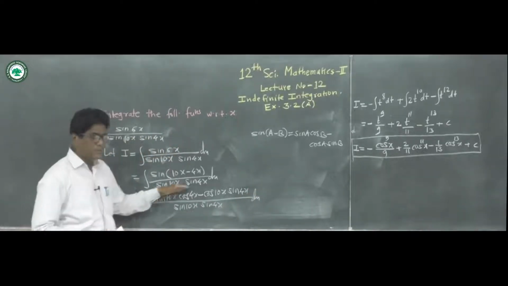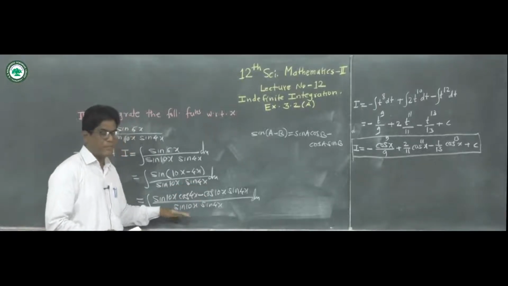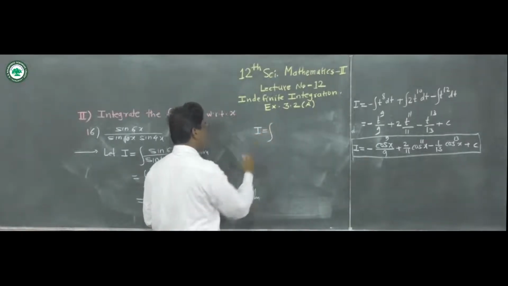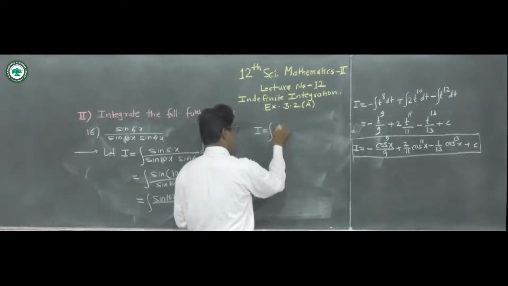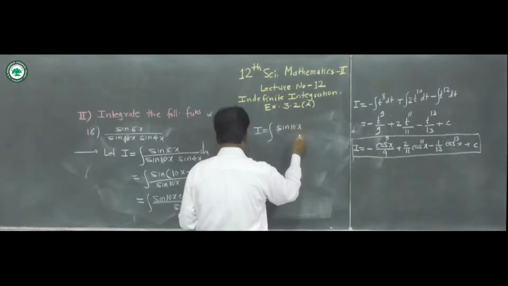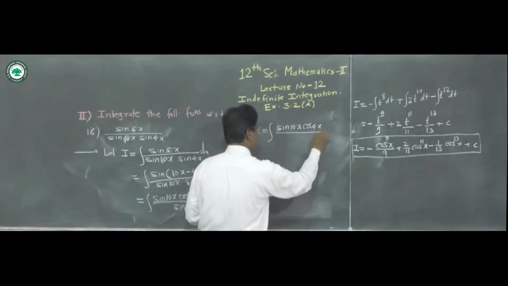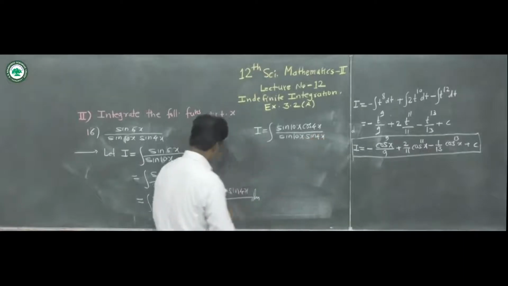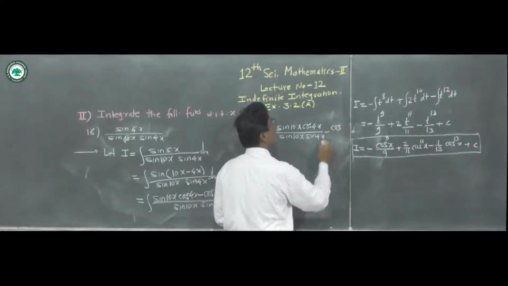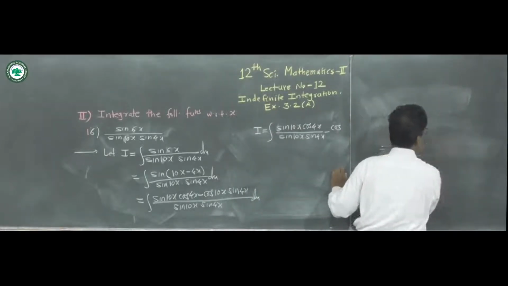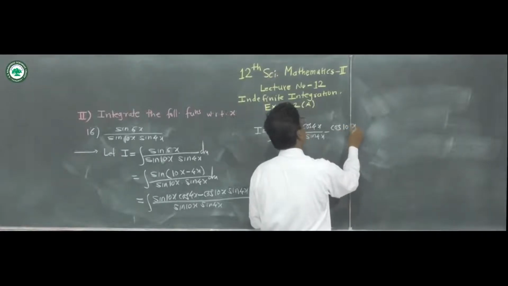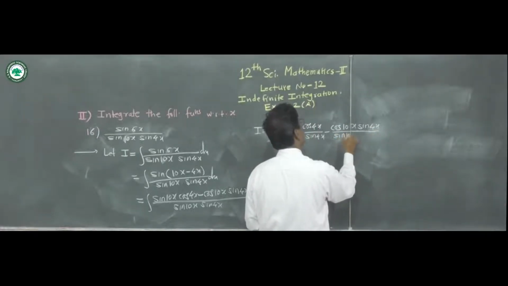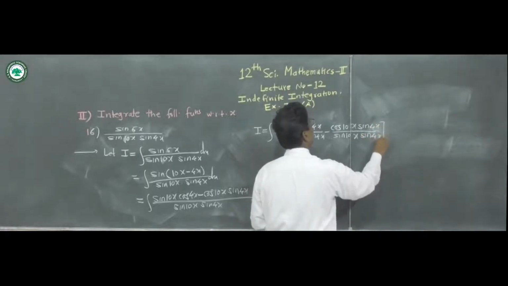Now in the numerator there are two terms. Divide these two terms separately by denominator, and therefore we get here I is equal to required integral I, integration of sine of 10x cos of 4x divided by denominator as sine 10x into sine 4x minus cos of 10x into sine 4x divided by same denominator sine 10x into sine 4x and dx.